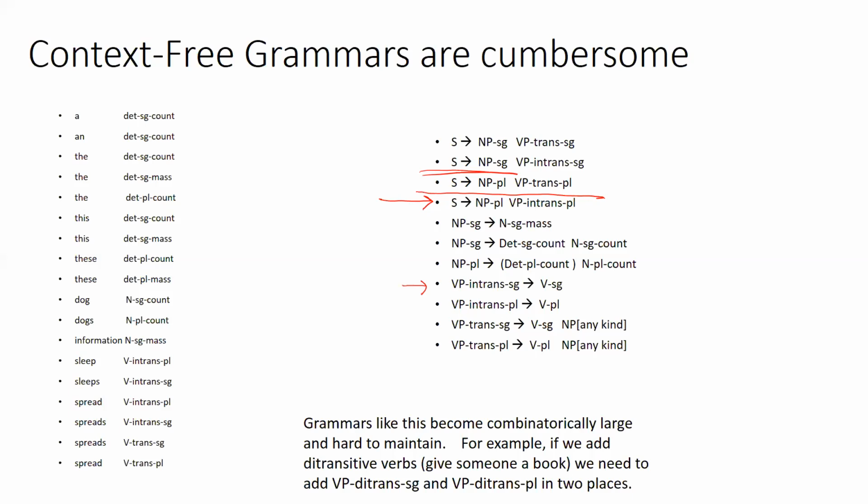Okay, and then what would we use for the noun phrase rule? After S goes to noun phrase plural, VP intransitive plural, what noun phrase rule will I use? The third one, noun phrase plural, which can consist of a determiner plural count. That's a determiner that can go with a count noun.